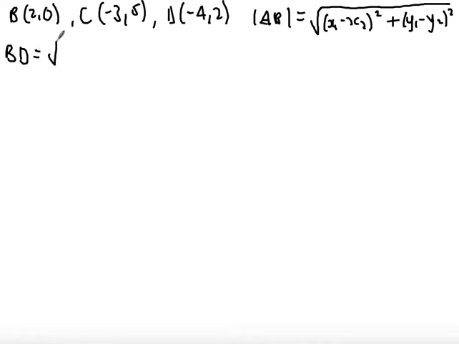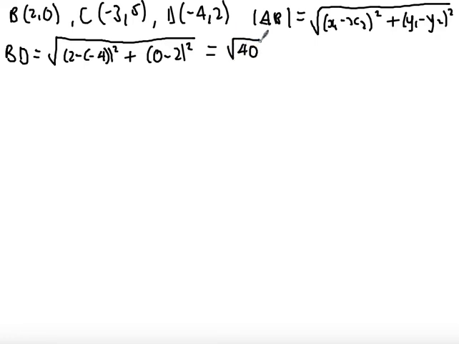So BD, square root, let's take B as the second coordinate, so I'm going to get 2 minus -4 squared plus 0 minus 2 squared. So 2 minus -4, I get 6 squared, plus 2 squared, so I get 36 plus 4, get an answer of root 40. I can simplify this. This has a square factor of 4, so I can rewrite this as root 4 times root 10, which is 2 root 10.